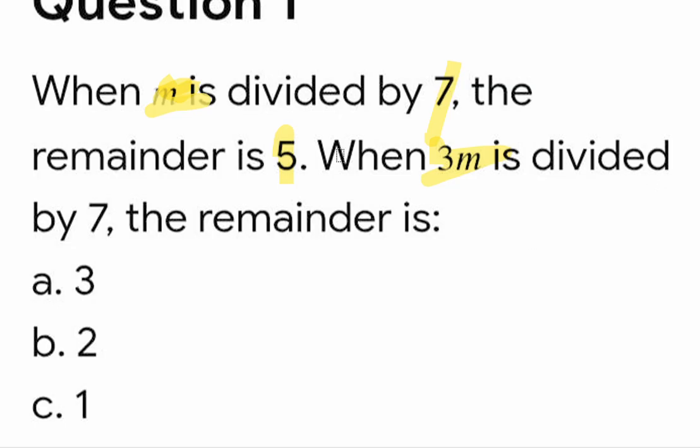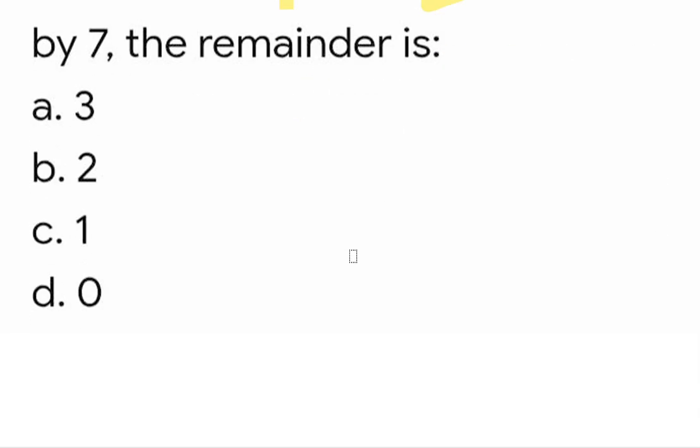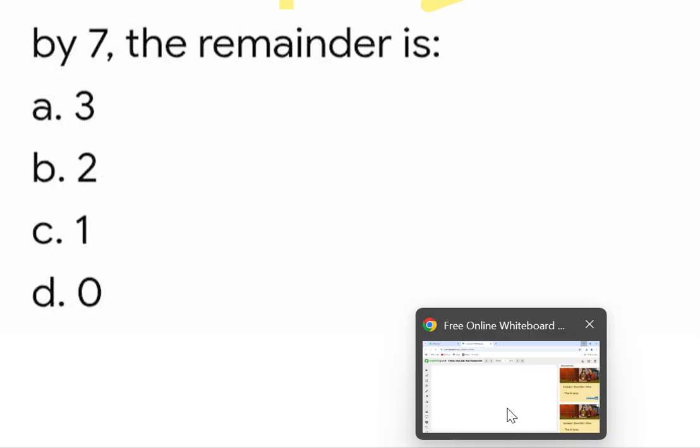So m is divided by 7, the remainder is 5. Suppose if 3m is divided by 7, what is the remainder? It is the question. They are given 4 options also: 3, 2, 1 and 0. You have to find out the remainder. So the question what they are given, first I'll write here. According to the question, when m is divided by 7, so you'll get some quotient, right? So the remainder is 5.